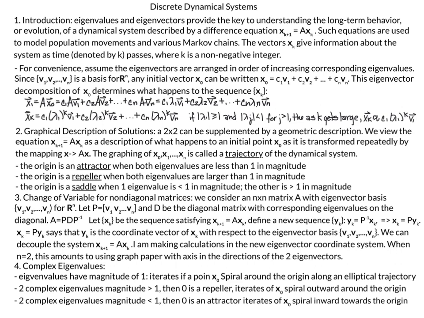For convenience, we're going to assume that eigenvectors are arranged in order of increasing corresponding eigenvalues. And since v1, v2, up to vn, this set of eigenvectors, is a basis for Rn, then any initial vector x0 can be written as a linear combination of our basis vectors. And this eigenvector decomposition of x0 determines what happens to our sequence x of k. And we just did an example of that.